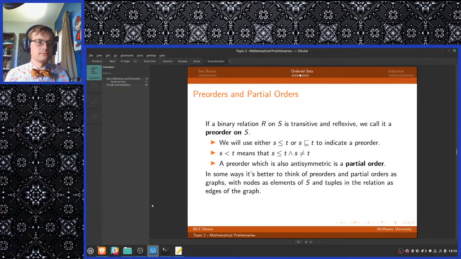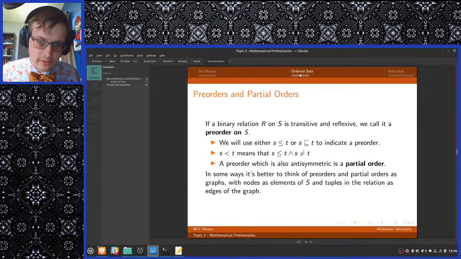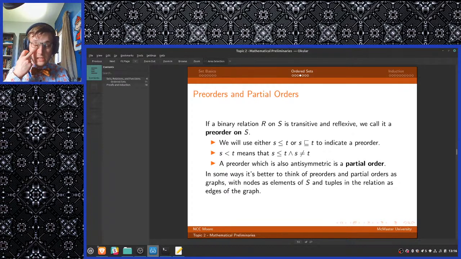So let's talk about pre-orders and partial orders then. If a binary relation R on S is both transitive and reflexive, we call it a pre-order. I'll give you the description, and then I'll give you my way of visualizing it. We will either use S less than or equal T, or S square less than equal T to indicate a pre-order. When we're talking about pre-orders or partial orders or total orders, we are generally going to use the angle one, but sometimes the square one will show up too.